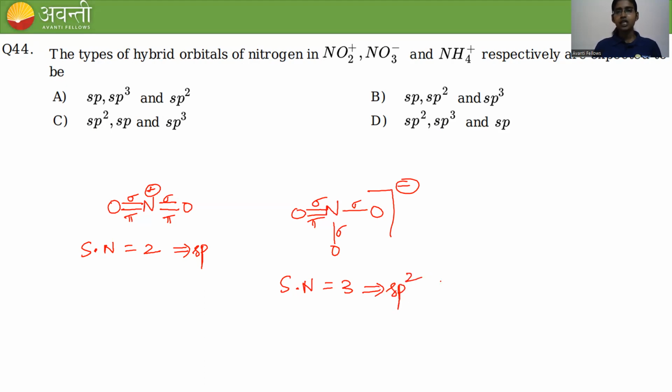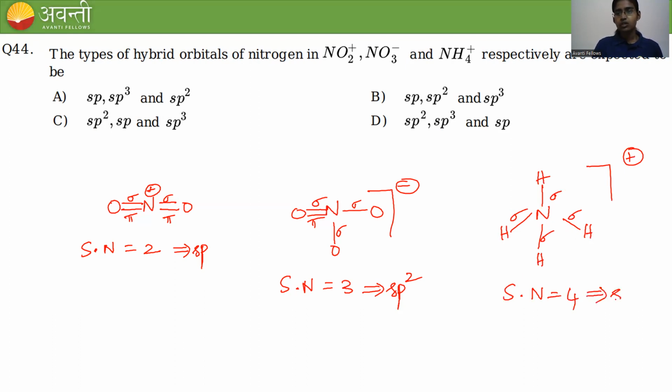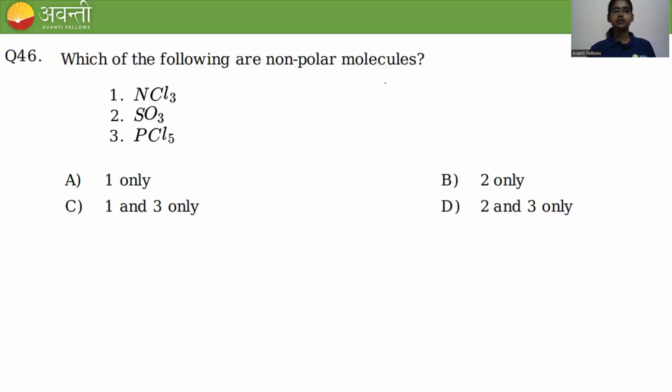Okay. Then coming to NH4 plus. NH4 plus is tetrahedral in geometry, means 4 sigma bonds we are having. So the steric number is 4. So the hybridization is sp3. So sp, sp2 and sp3. Option B is the correct answer for this question. Okay. Then coming to the next question.